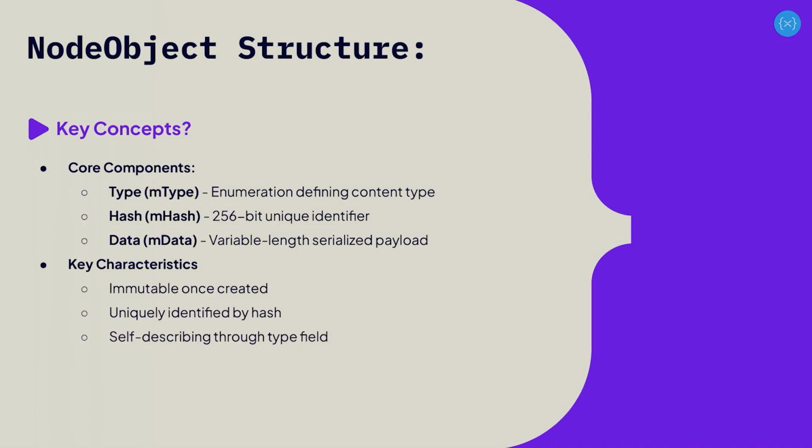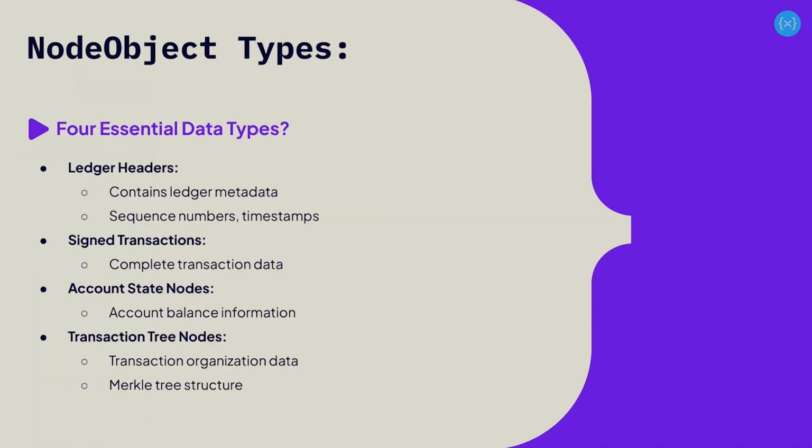The node object structure includes the type, which is an enumeration defining content type, the hash, which is a 256-bit unique identifier, and the data, which is a variable length serialized payload. The different node object types are the ledger headers, which contain ledger metadata, sequence numbers, timestamps, parent ledger references, and consensus information. Another node object type are signed transactions, so complete transaction data, digital signatures, transaction metadata, and fee and sequence information.